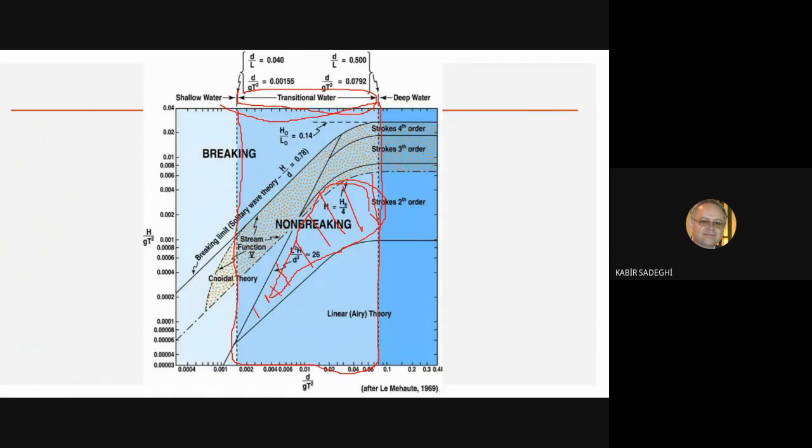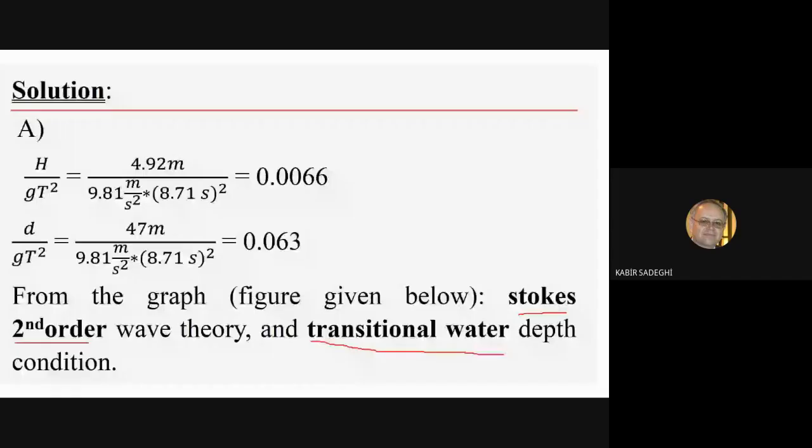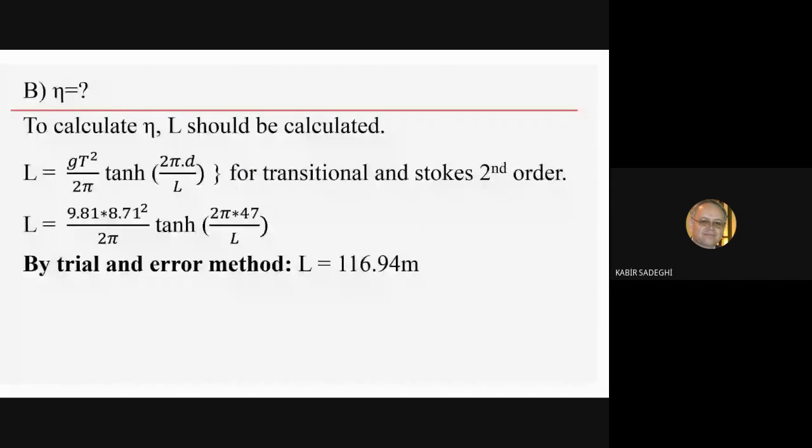Why do we need that? When we want to apply the values that we have in the table of Airy, we need water. Therefore, what are we discussing now? We know that the water condition is transitional. Let's go to the next slide, where we saw the graph. Here, we wanted to calculate the wave profile height, eta.